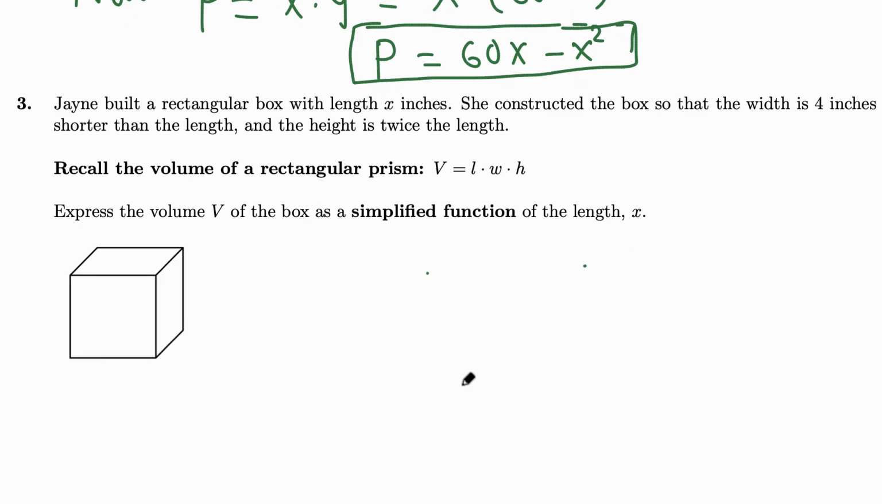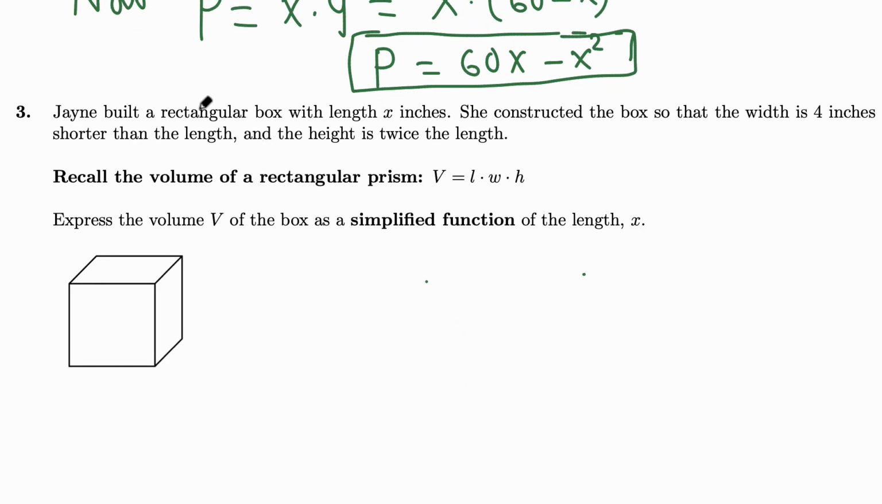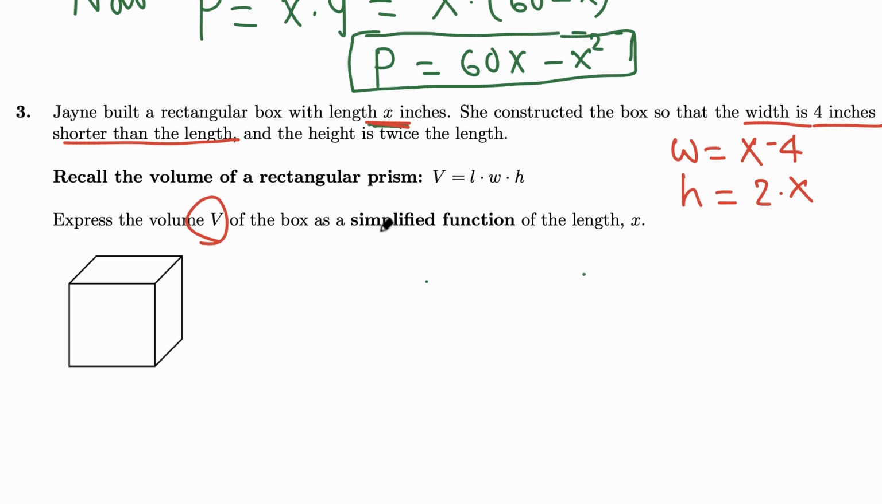Okay. In the same way, we got a rectangular box, length x. Okay, it's given here, length is x. And the width is 4 inches shorter than the length. So width w is 4 shorter, minus 4, than the length. Width is x minus 4. And height is twice the length. Height h is 2 times the length. And length is given x. So 2 times x. Now we need to write this volume V as a simplified function of x.